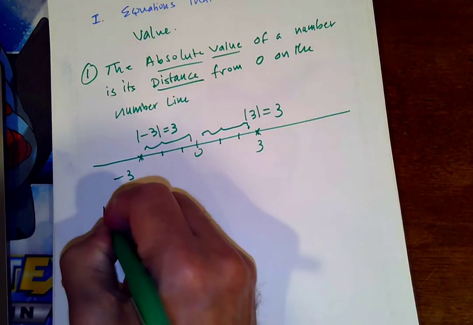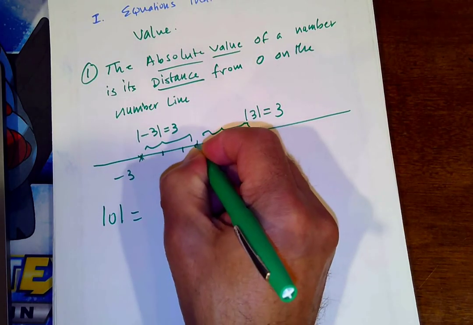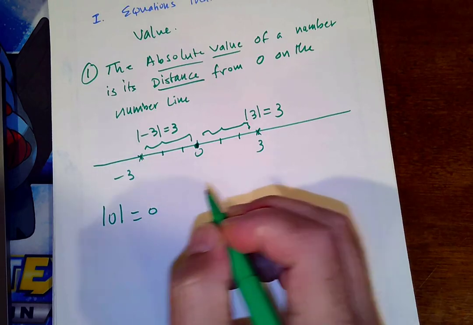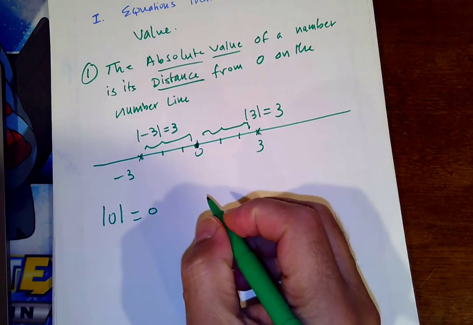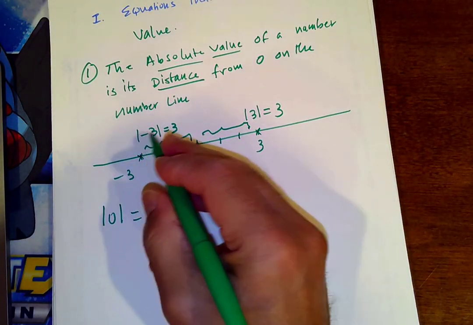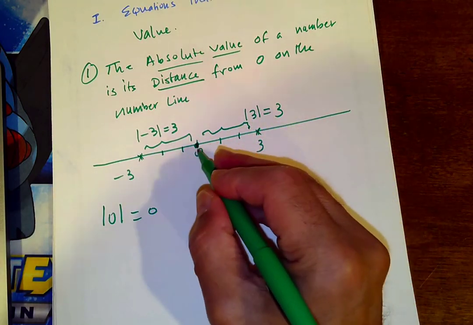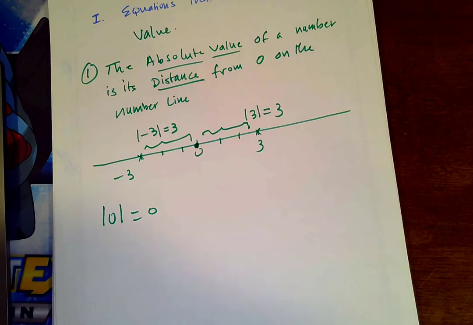So the absolute value of 0 is 0 units away from itself. If the number is negative, its absolute value is positive. If the number is positive, its absolute value is positive. If the number is 0, its absolute value is 0.